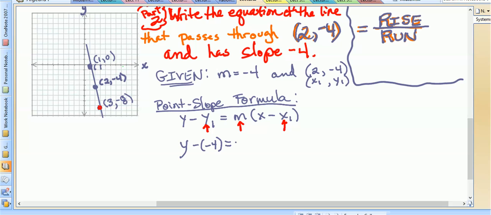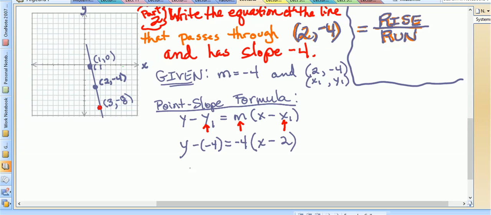So put that there. Open parentheses. This x has no subscript, so it is going to remain x. Minus what? A 2. Okay, so first things first, let's get rid of all those parentheses, right? You always want to simplify before you start trying to move stuff around as much as you can.